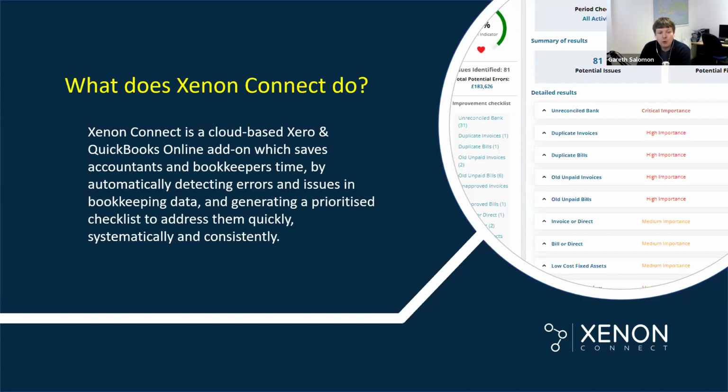It pulls in all of the bookkeeping data that's in there, and it runs it automatically through 21 different bookkeeping checks, and then automatically generates this prioritized checklist for either you or your team member to go through and say, yep, this issue is correct, let's dismiss it, or this is incorrect, let's change it. And often you can push back the changes to Xero or QuickBooks from Zenon Connect without even having to go into the underlying bookkeeping package.